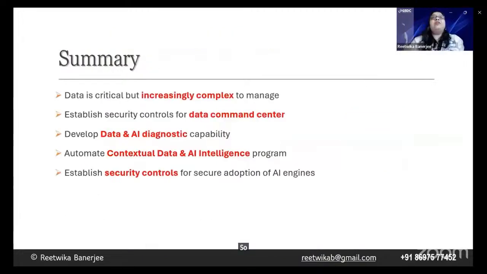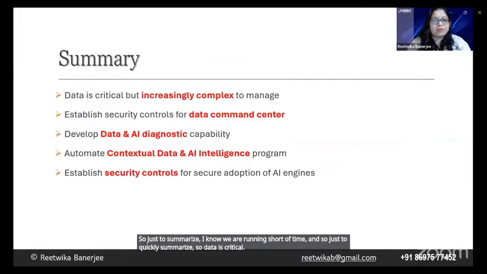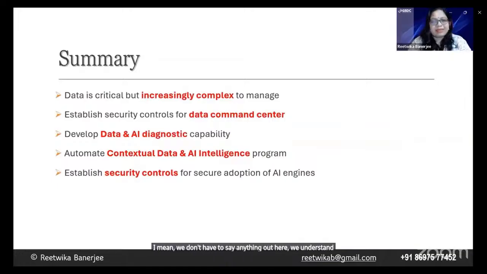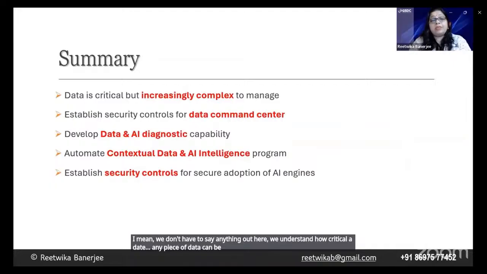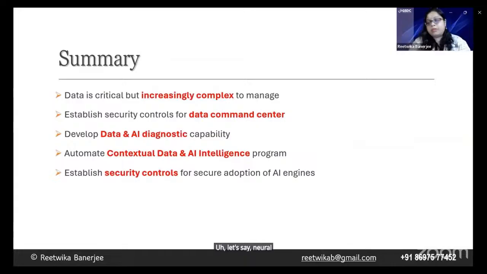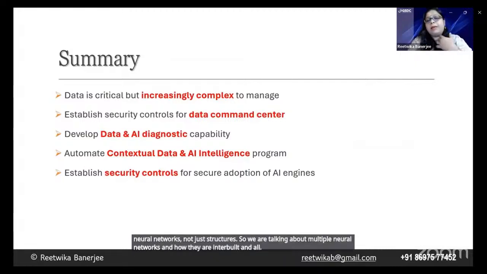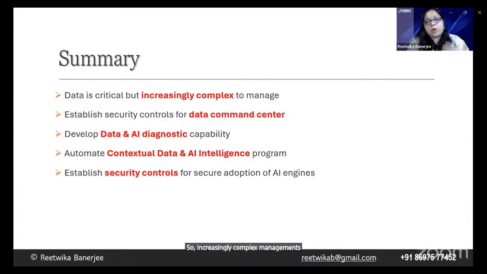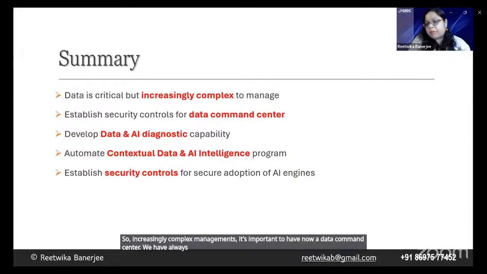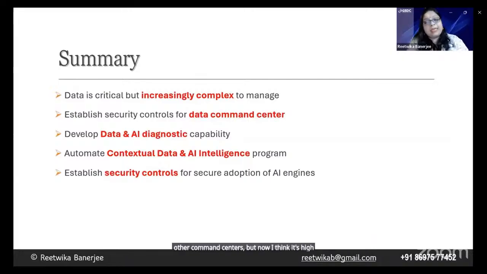Just to quickly summarize, as we are running short of time: data is critical. We understand how critical any piece of data can be and how important it is to maintain the quality of data. As we move into complex neural networks, multiple neural networks that are interbuilt, management becomes increasingly complex, and it is important to have a data command center. We have always talked about network command centers, security command centers, and many other command centers, but now it's high time we had a data command center as well.